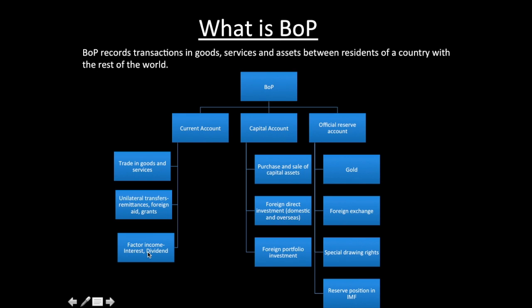Third is factor income. What is factor income? Interest and dividends. Factor income is linked to FDI and purchase and sale of capital assets. Let me come to this first. Second is capital account. Capital account has also three components: purchase and sale of capital assets, and capital assets means assets like machinery and other capital assets. Then foreign direct investment, domestic and overseas, as well as foreign portfolio investment.